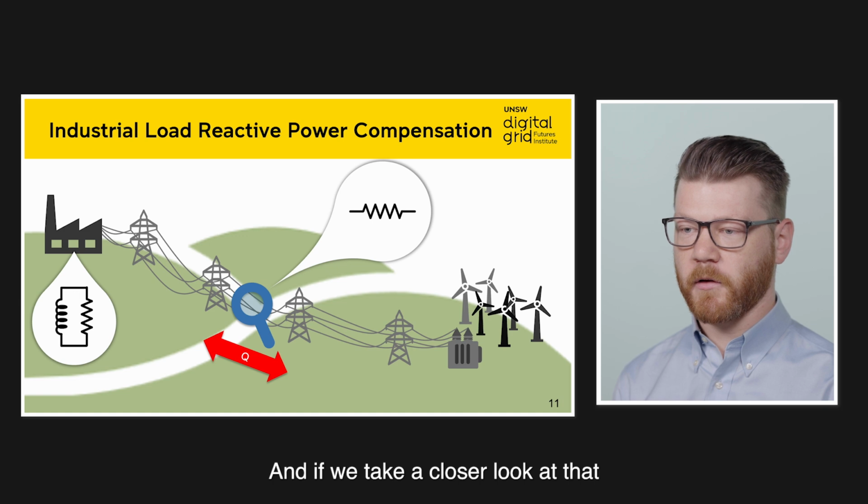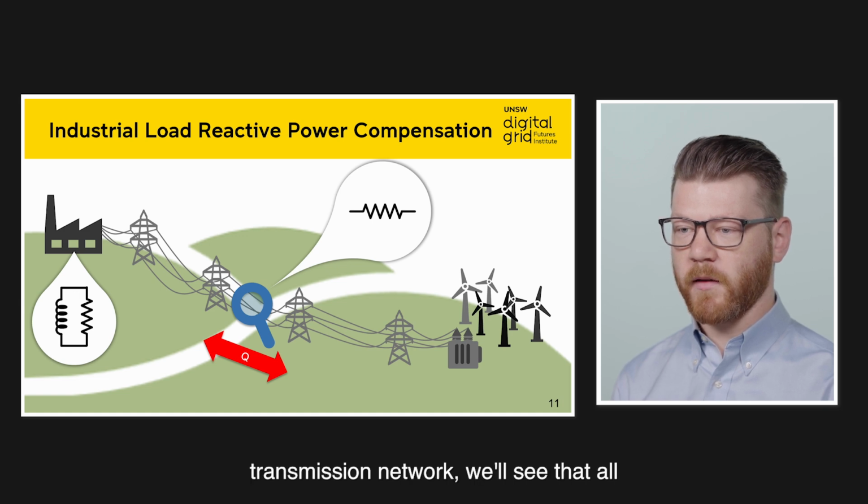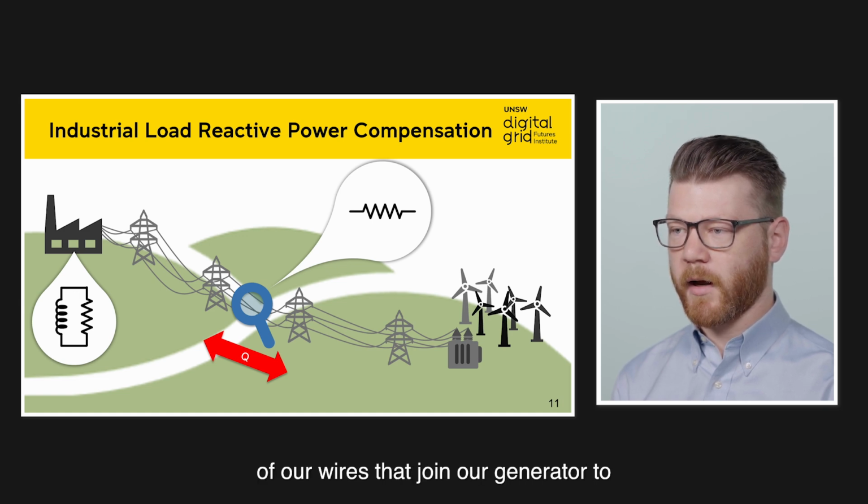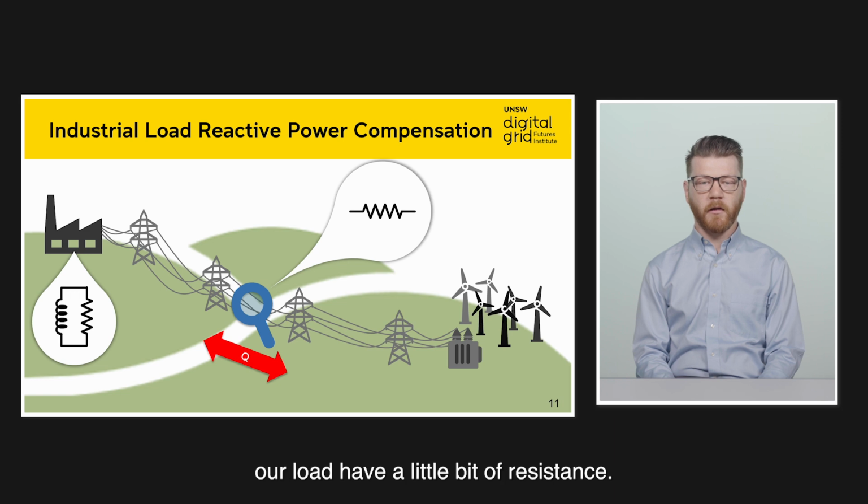And if we take a closer look at that transmission network, we'll see that all of our wires that join our generator to our load have a little bit of resistance. And so that current that's flowing due to reactive power has to pass back and forth across that resistance with time. And as it does so, it dissipates real power. That's real power that the consumer isn't paying for, but is still being used.